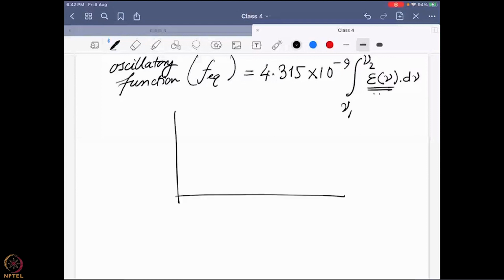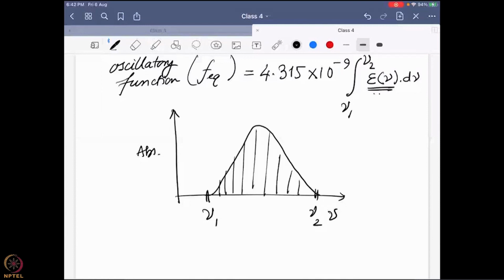For example, say this is the absorbance, this is the wave frequency. So I'm measuring a frequency range between nu1 and nu2, and what I see is a band like this. And over there, what I'm going to do is take the area under that. So that area might look like this, or like this, or like this. It totally depends on how the molecule is interacting with the electromagnetic radiation, how the molecular electronic distribution is behaving, and how much it can exchange the oscillation. Depending on that, this area will change, and this area is defined by this oscillatory function.